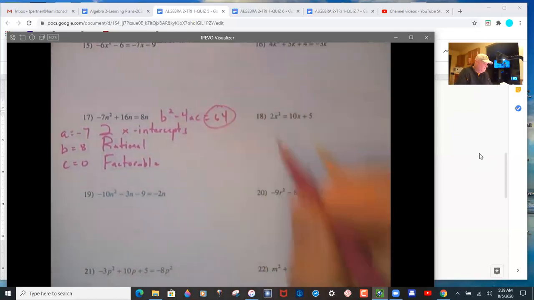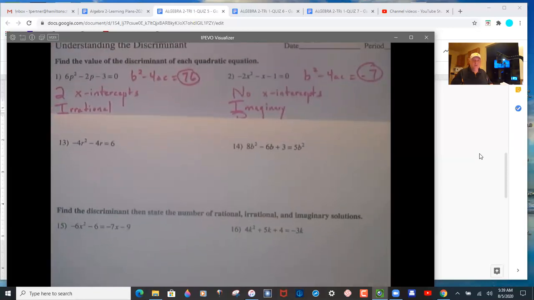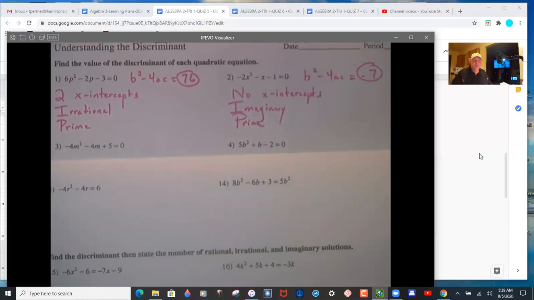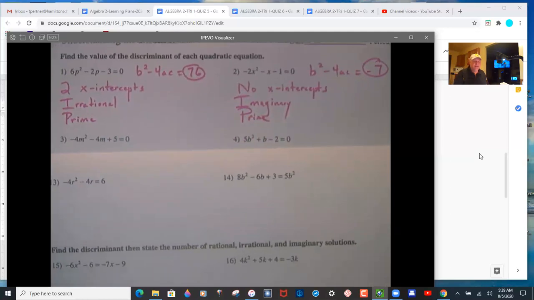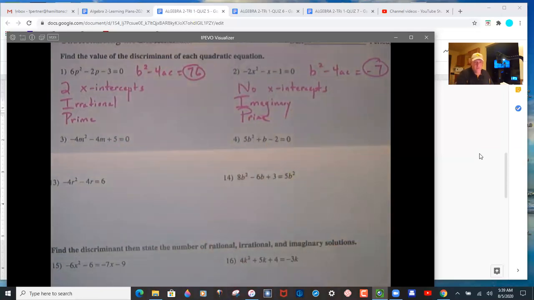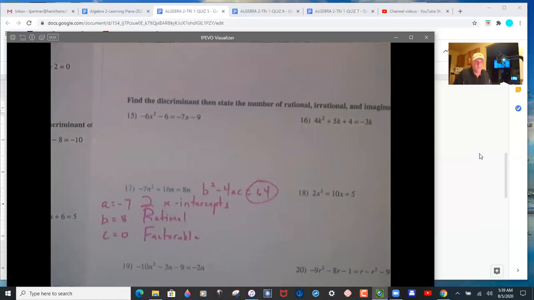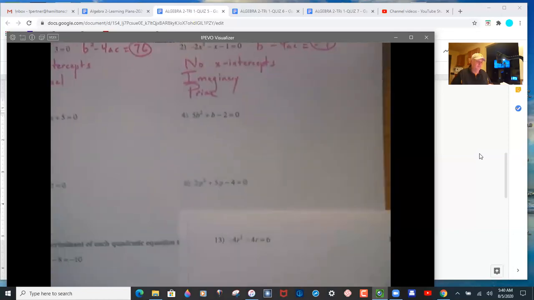So I just did one of each for you. If it's irrational, meaning that it's not a perfect square, or if it's negative, you have no x-intercepts if it's negative. But either one of those will produce a no factoring, a prime situation. Okay, you have to have 0. If you get a 0 for b squared minus 4ac, there's one x-intercept at the vertex. It's the same root twice, it's the same factor twice, and then if you have a perfect square with that.